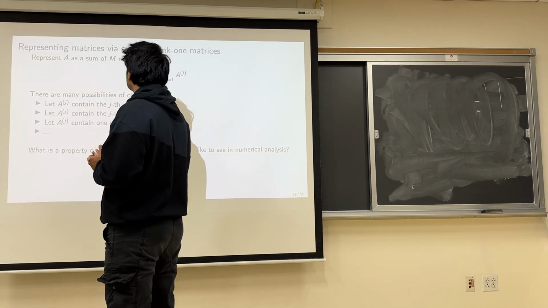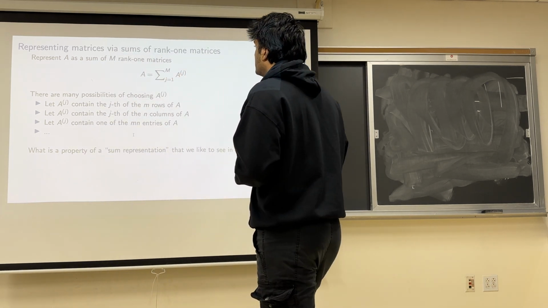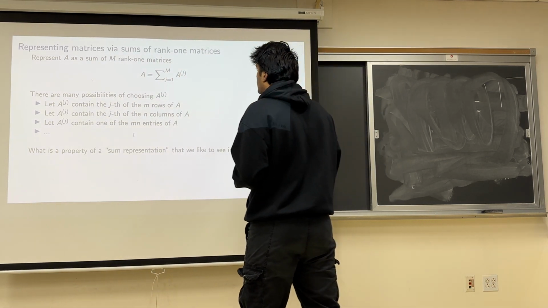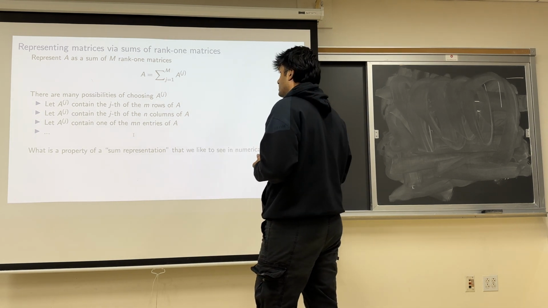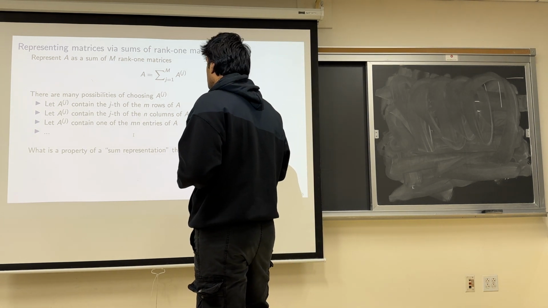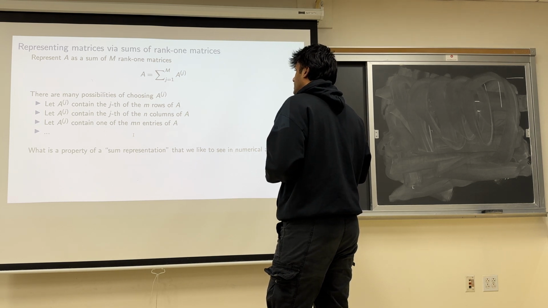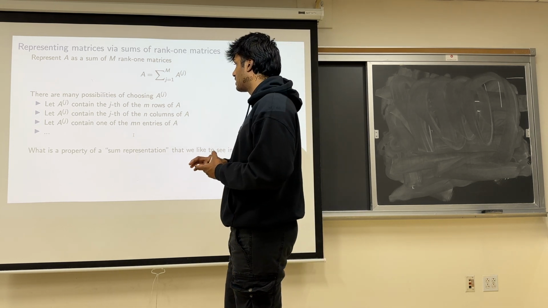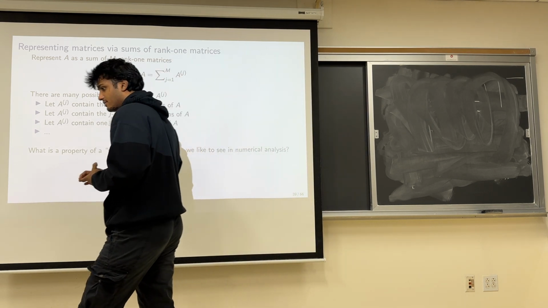Representing matrices by sums of rank 1 matrices. Yes, now this is the, yeah. Represent A as a sum of M rank 1 matrices, okay. There are many possibilities. Let J contain the jth of the M rows of A. Let J contain the jth of the N columns of A, okay. Let A_j contain one of the MN entries, okay. What is the property of some representation that we would like to see in numerical analysis?